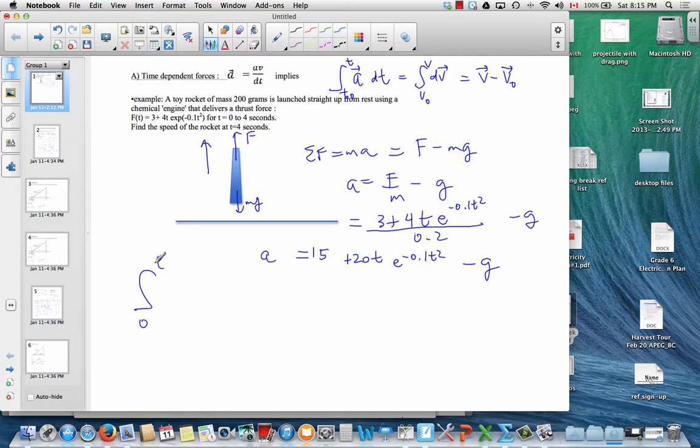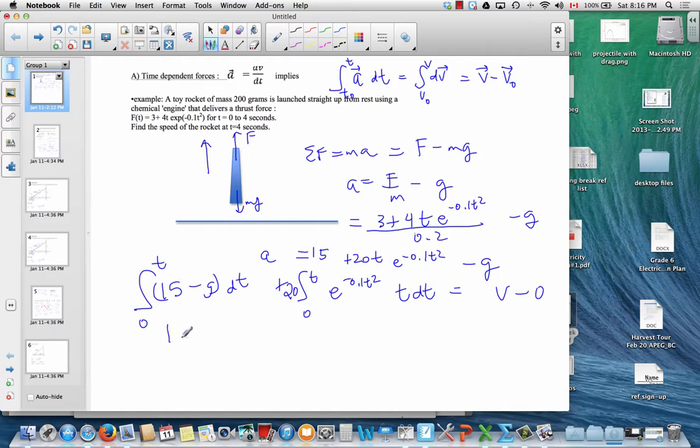So our initial time is 0. So we're just integrating 15. Well, I guess we can pair that with the minus g, because that's a pretty easy integral to do. And then we'll have to work a little harder on this one. We can pull the 20 out in front, of course, because that's a constant. And then it's e^(-0.1t²) times t. The t was there. The 20's gone out in front. And all of that will be dt. And of course, that's this side of the equation. All of that's just going to equal the velocity minus the initial velocity, which is 0.